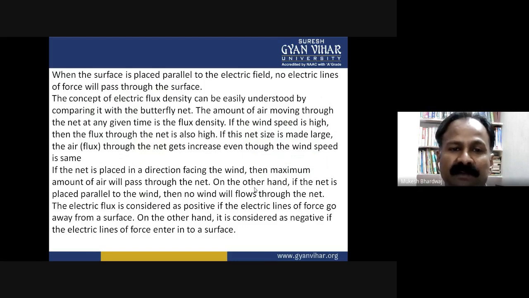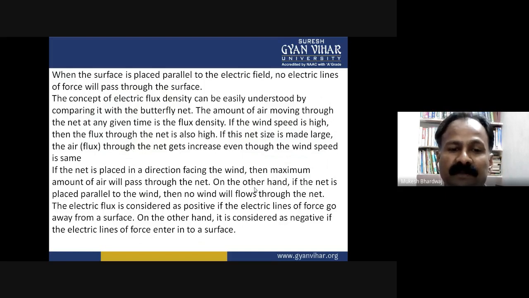The concept of electric flux density can be easily understood by comparing it with a butterfly net. The amount of air moving through the net at any given time is the flux density. If the wind speed is high, then the flux through the net is also high. If the net size is made large, the air, that is flux, through the net increases even though the wind speed is the same. If the net is facing the wind, then the maximum amount of air will pass through the net. On the other hand, if the net is placed parallel to the wind, then no wind will flow through the net.